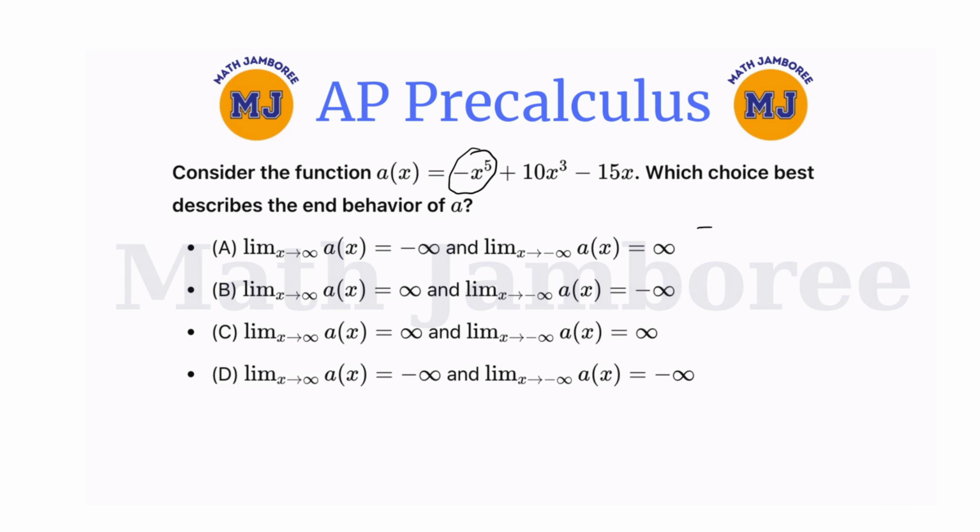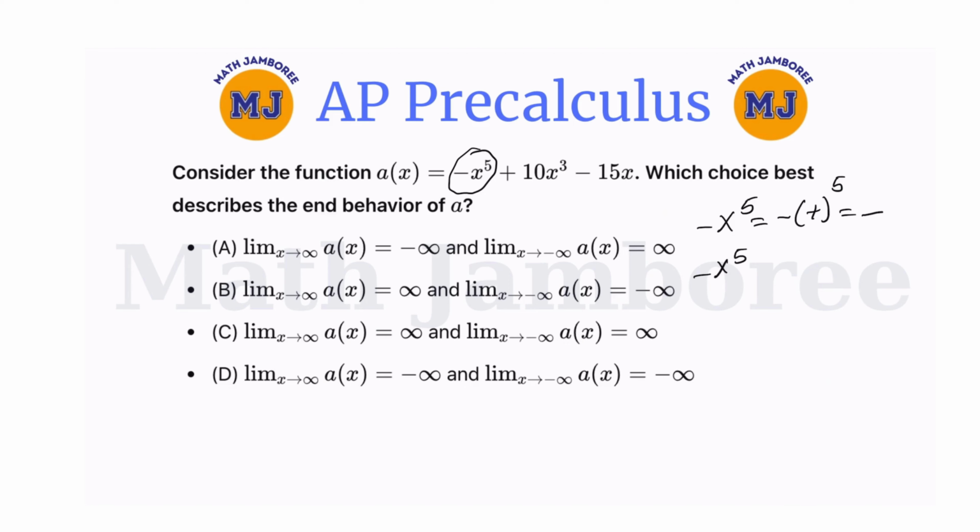So, negative x to the power of 5. When we put a positive value in for x, positive to the power of 5 is positive, but negative times positive gives you negative.